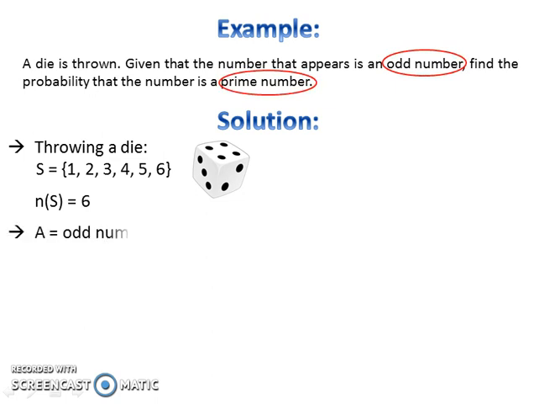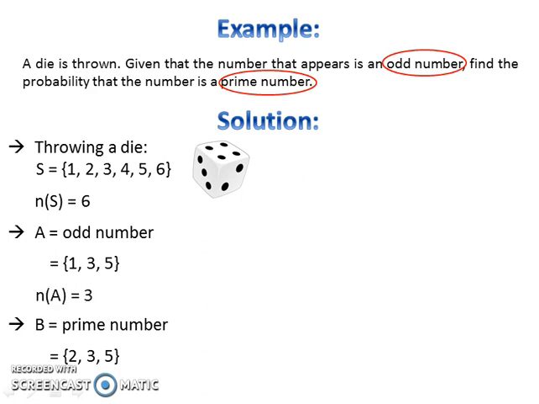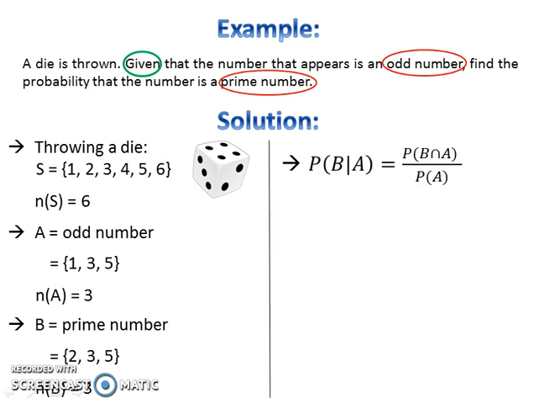So let's define A to be the first event, that is odd number, and B to be the second event, that is prime number. From the sample space, we obtain the elements of A as well as the elements of B. So we know that number of elements in A is equals to 3 and number of elements in B is also equal to 3. Now let's look at the question again. We want to find the probability that we get a prime number given that the number is an odd number. This means that we want to find the probability of B given A.